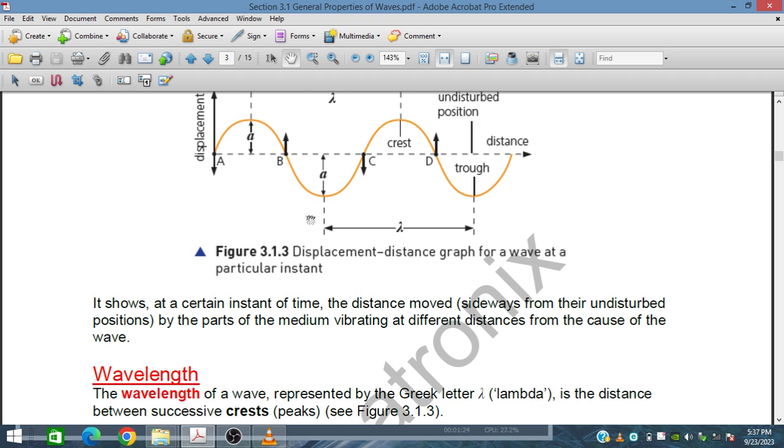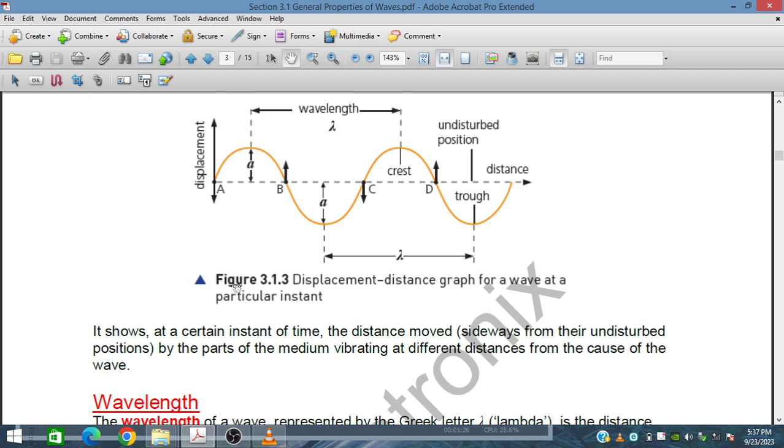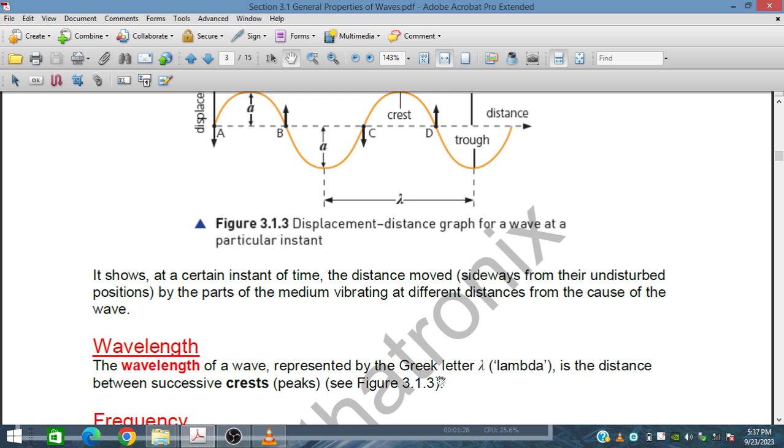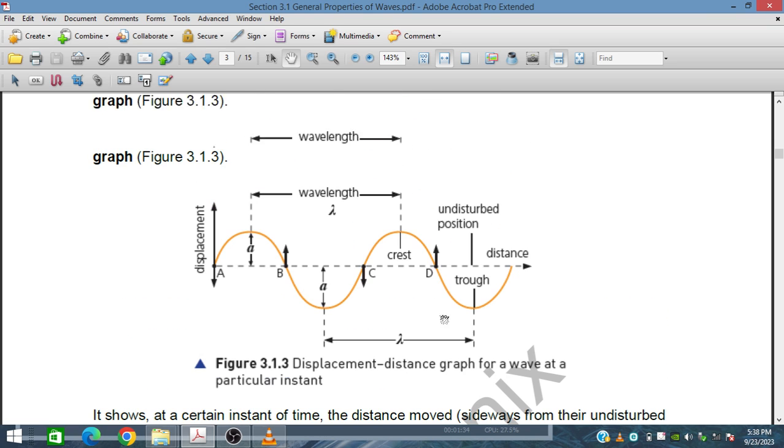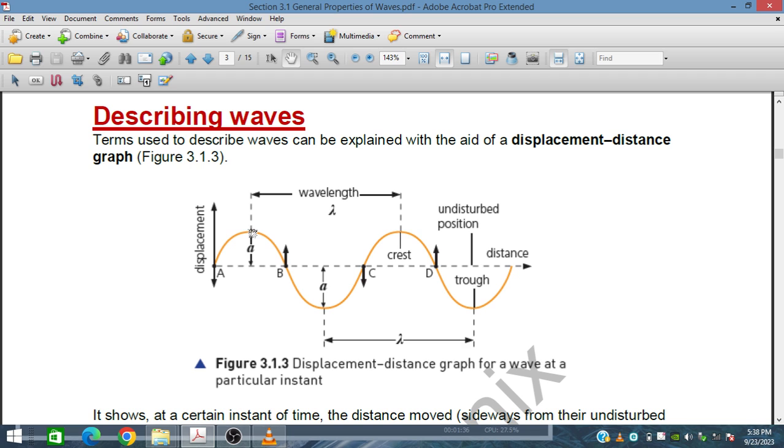The first term we describe is the wavelength of a wave, represented by the Greek letter lambda, which is the distance between successive crests. Here this peak point is a crest, so from this crest to the next successive crest is a wavelength. Similarly, this point is a trough, so the distance between successive troughs is also a wavelength.